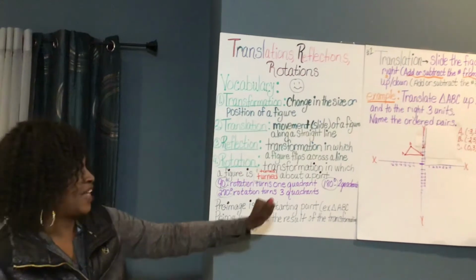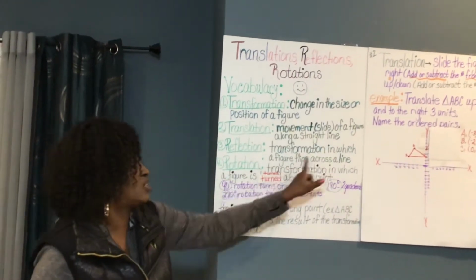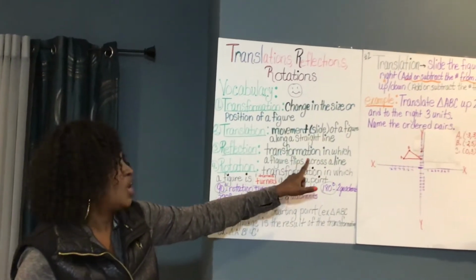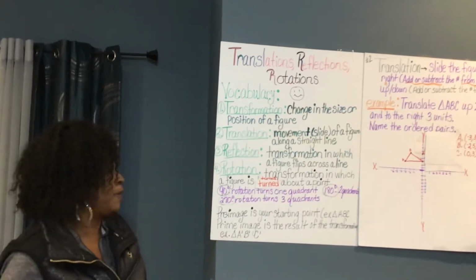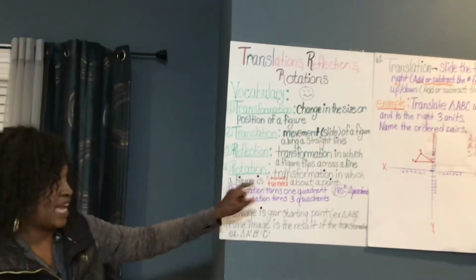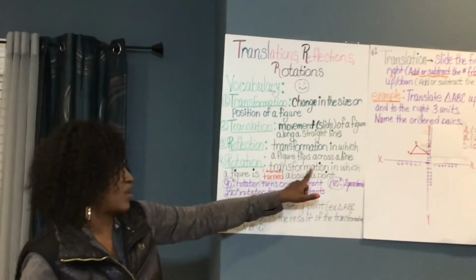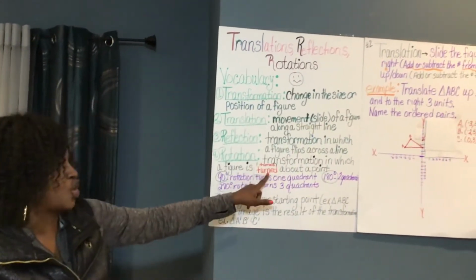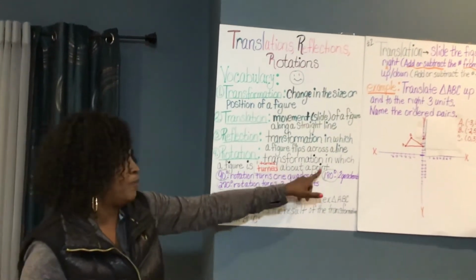Reflection. With a reflection, it's a transformation in which a figure flips across a line. I will repeat, flips across a line. Rotation. A rotation is a transformation in which a figure is turned about a point.